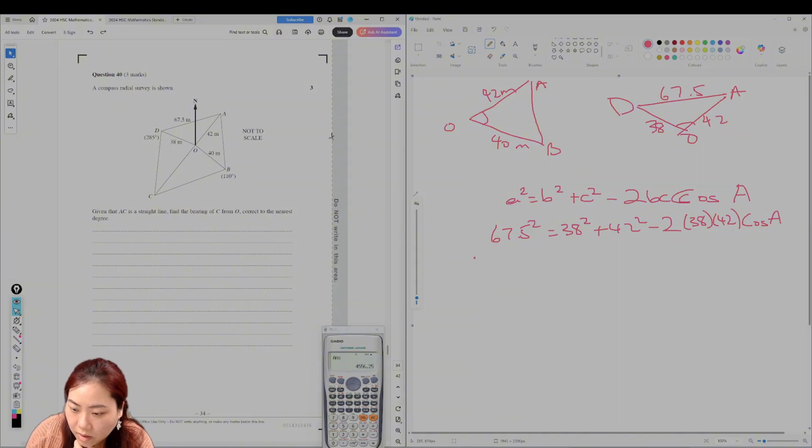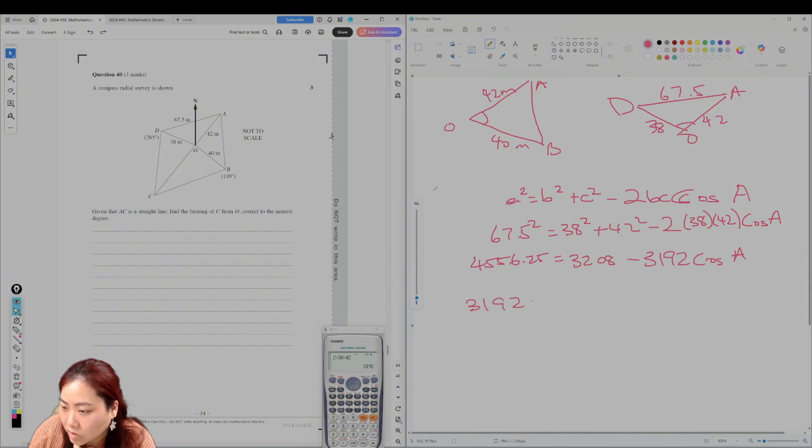Okay, we have 4556.25 equals 38 squared plus 42 squared, which is 3208, minus 2 times 38 times 42 times cos A, which is 3192 cos A. I'm going to add that to both sides and subtract that from both sides.